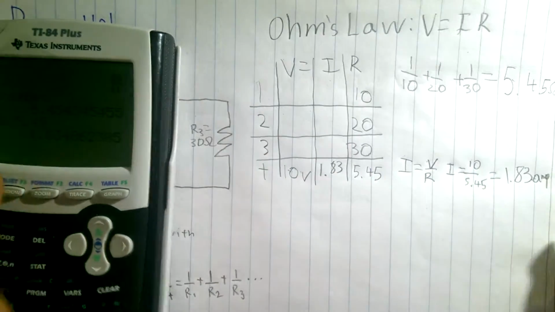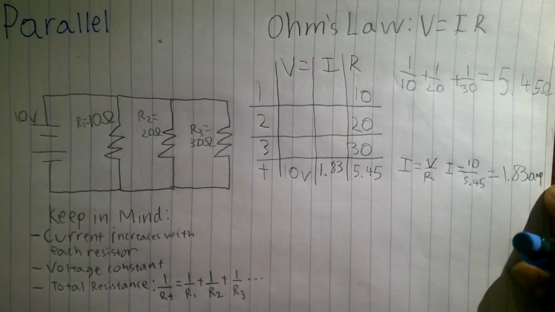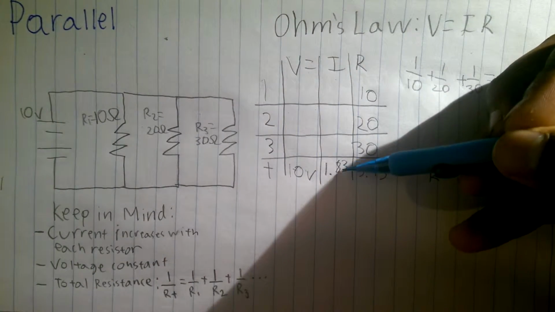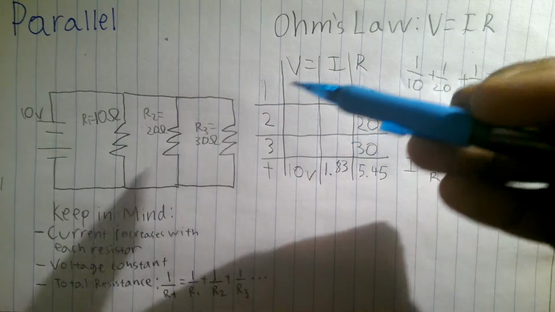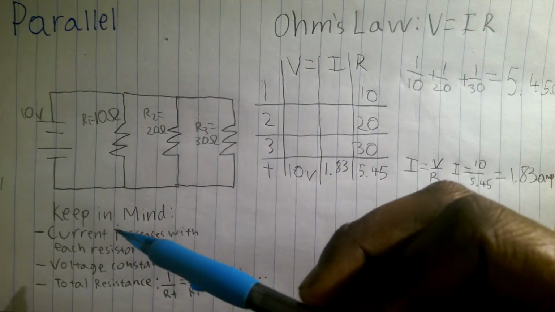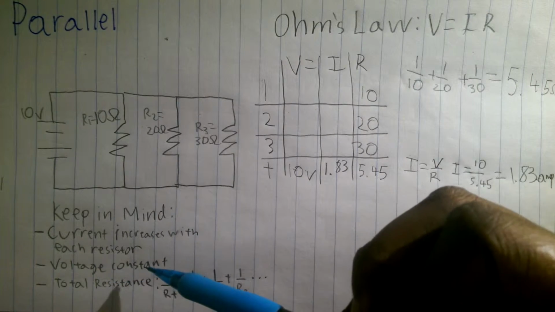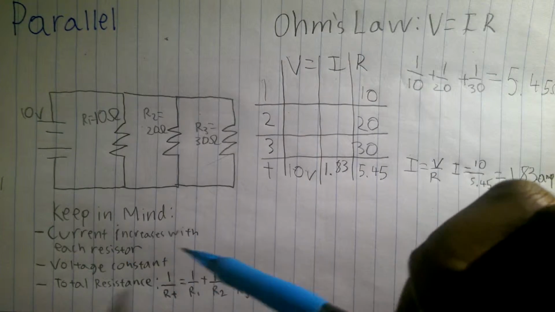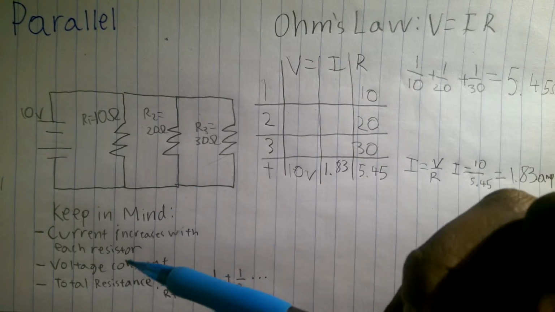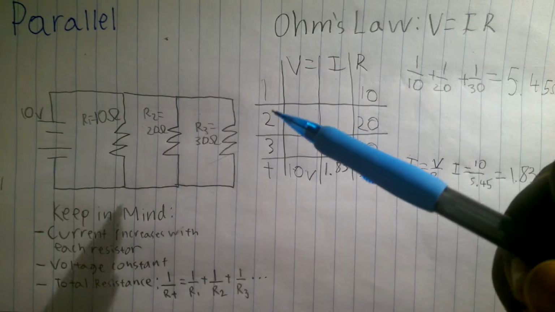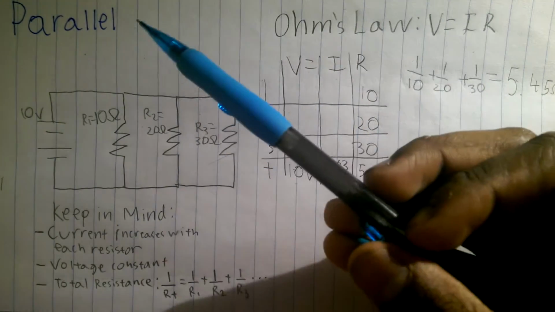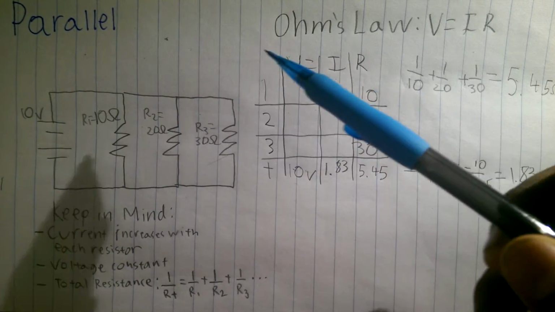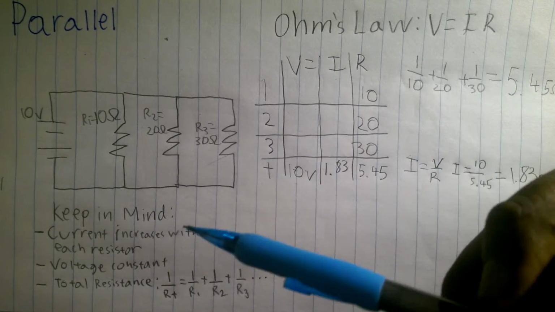Alright, so now, if you remember from the series circuit, since the current is constant in the series circuit, we could just write 1.83 for everything. However, this is a parallel circuit, and in a parallel circuit, the voltage is constant. The current is not constant. The current instead increases with each resistor added. So it's not like voltage in a series circuit where it drops over each resistor. Current in a parallel circuit increases every time you add a resistor, and voltage is always constant throughout the whole circuit. That will never change.